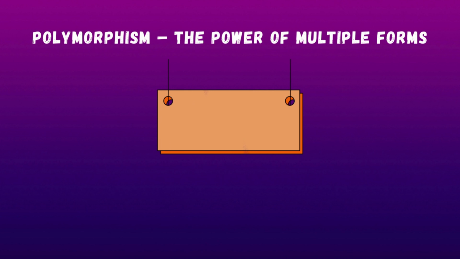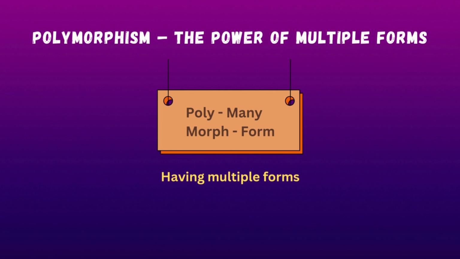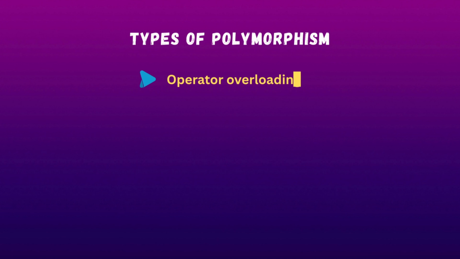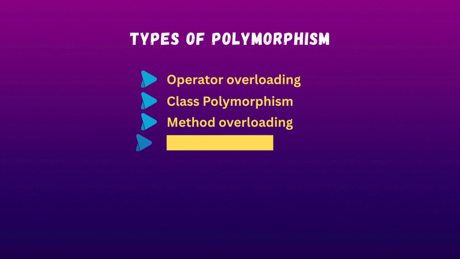Polymorphism itself is made out of two words. Poly means many and morph means form. So, having multiple forms. We can implement polymorphism in multiple ways such as operator overloading, class polymorphism, method overloading, and method overriding. So let's start with the simplest one, operator overloading.